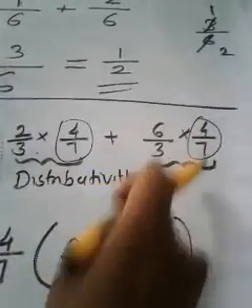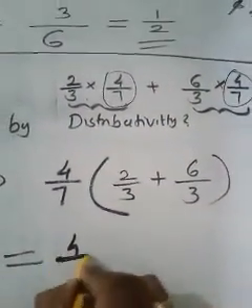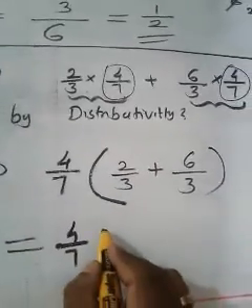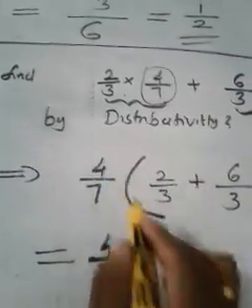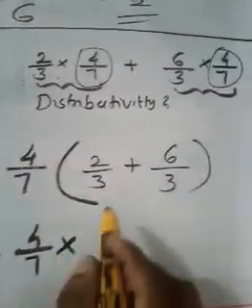2/3 will remain. Here what will remain? 6/3 will remain. And now we know how to solve 4/7 into; if there is no sign, it means there exists an into, isn't it? Then you can operate this.